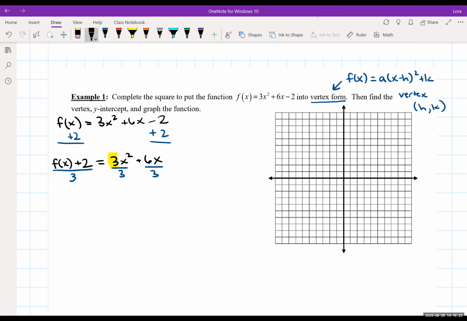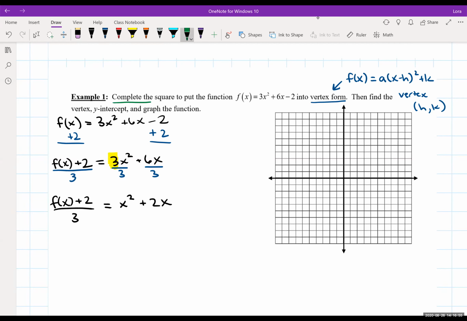So when we do this, the next step, we still have f of x plus 2 all over 3, just holding our terms on the left-hand side. When we simplify the right-hand side, the 3 divided by 3 divides out, so we end up getting an x squared. Then we'll have 6 divided by 3, which is a nice integer. That's 2x. So this is the way you want to get the right-hand side to look before you talk about completing the square.